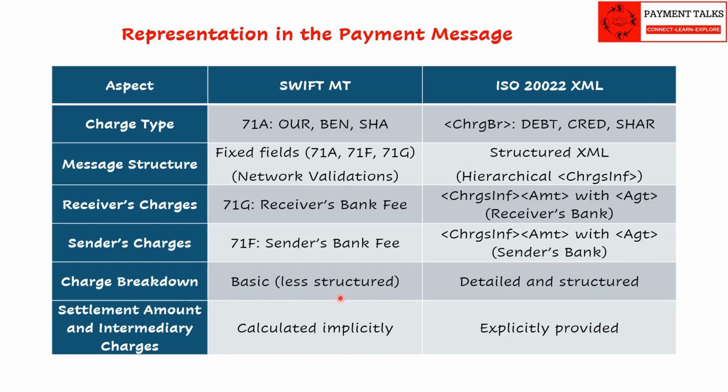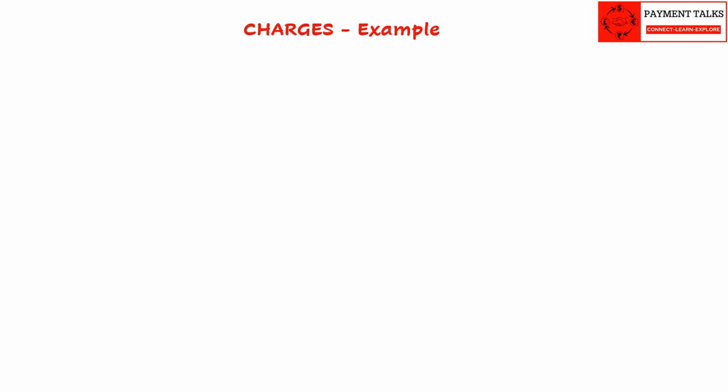Charge breakdown is less structured in MT, and it is more structured and detailed in the ISO message. In MT, we only have 71F and 71G, which mention the sender bank and receiver bank charges. But for a complex payment chain, there is no mention of the intermediary bank charges in the MT messages. As mentioned, in the ISO message, every bank that deducts the charge from the payment has to mention the information in the charges information field along with the agent BIC information. As these intermediary bank charges are transparent in the ISO message, the settlement amount calculation is explicit. In MT, the calculation is implicit and unclear.